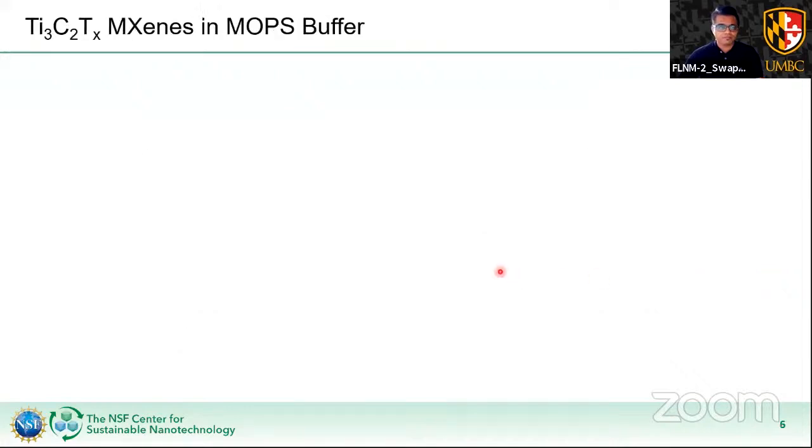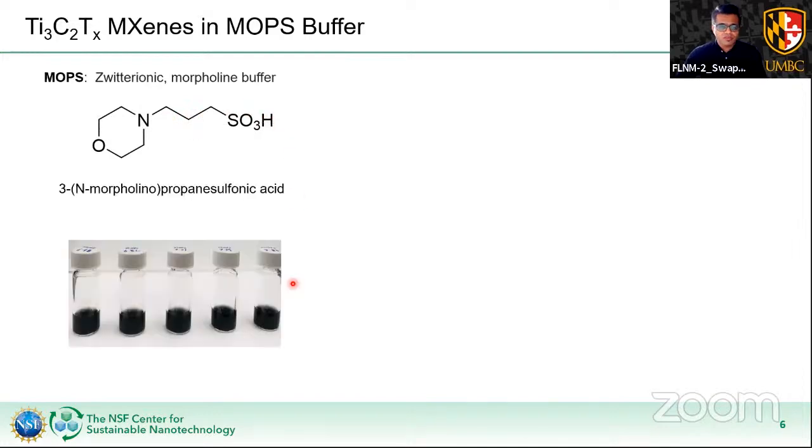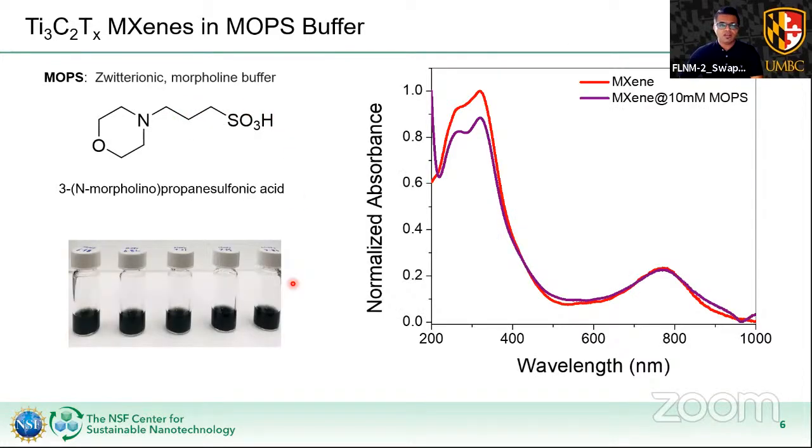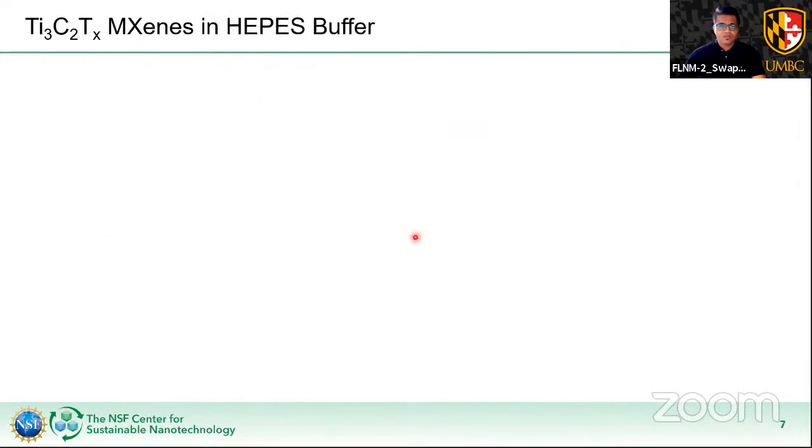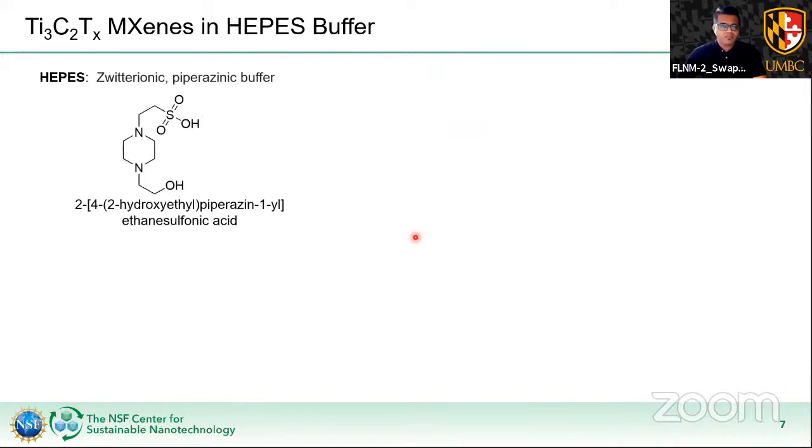HEPES particularly is also called a physiological buffer because it mimics living systems very closely. For MOPS, the structure is you have this morpholine ring and you have a sulfonic acid group here. So when we have our MXenes in MOPS buffer, what we see is the absorbance around this region goes down, telling us that the MOPS molecule actually decorates the surface of MXene.